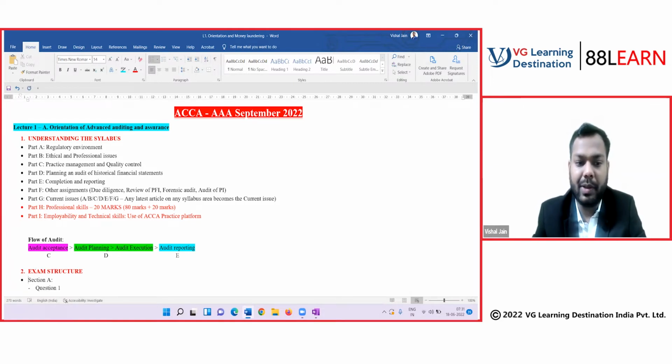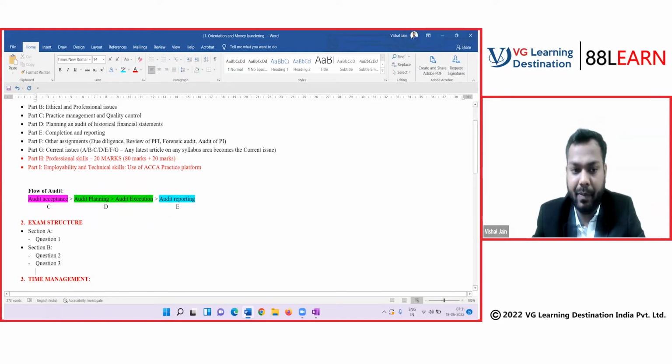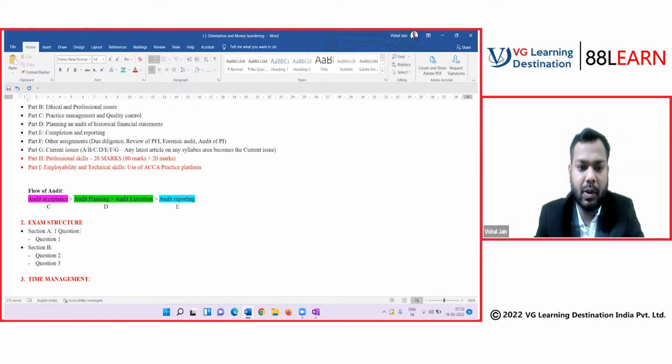Okay, now coming to the exam structure. Your exam paper will be divided into two parts, Section A and Section B. Section A will be one question of 50 marks, and Section B will be two questions of 25 marks each.